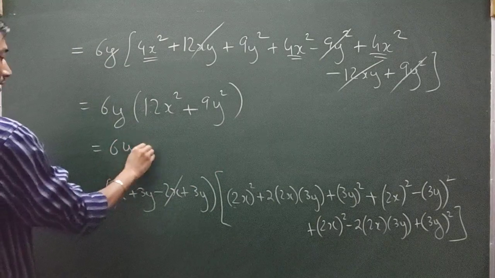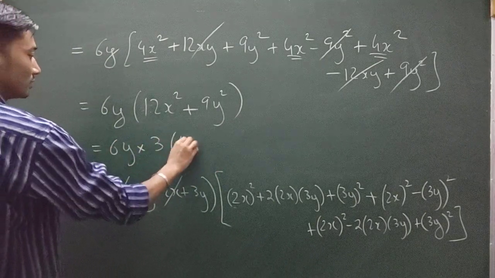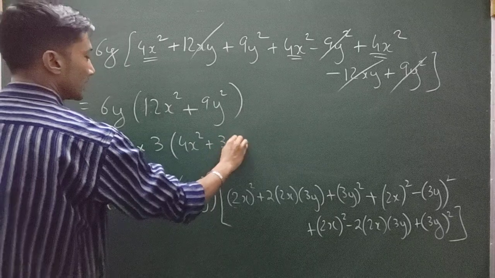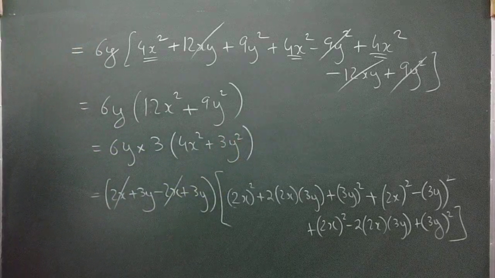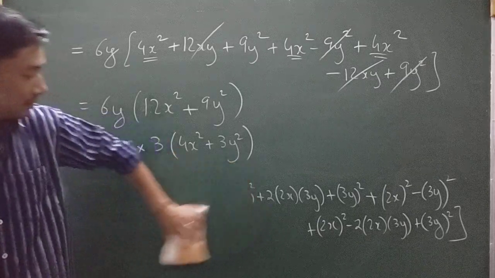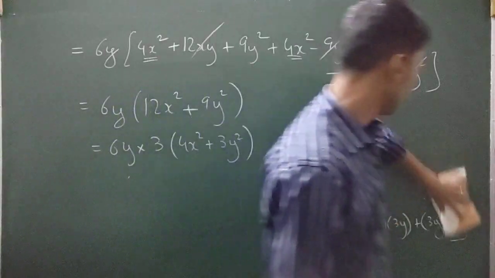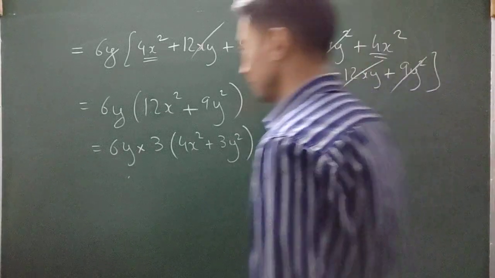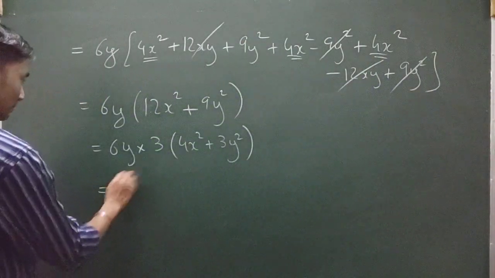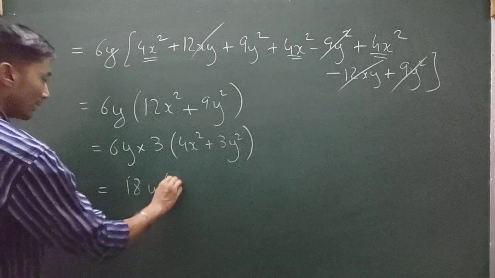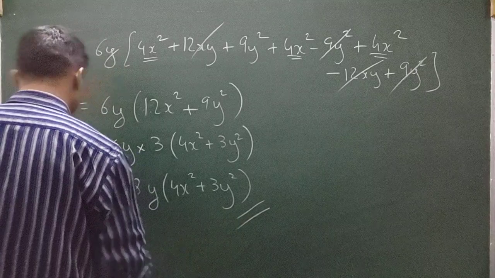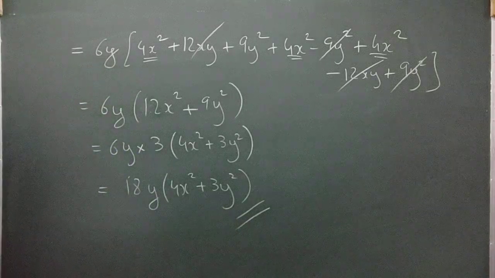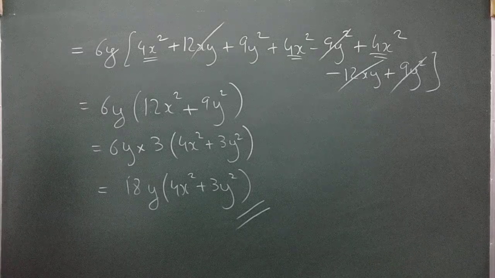So that's 6y into, I can take 3 common, so 3 4s are 12 plus 3 3s are 9. By taking 3 common, I mean, we are not supposed to solve here, remember, okay? We are supposed to factorize, that means we have to write it in the factorized form. So 3 6 are 18, y, 4x squared plus 3y squared. So that's factorized. So the factors are 18, comma y, comma 4x squared plus 3y squared.